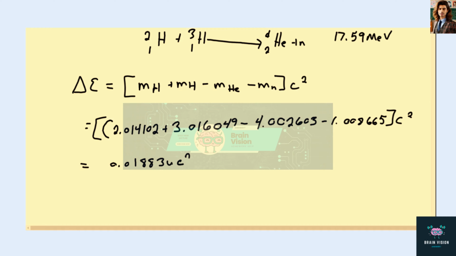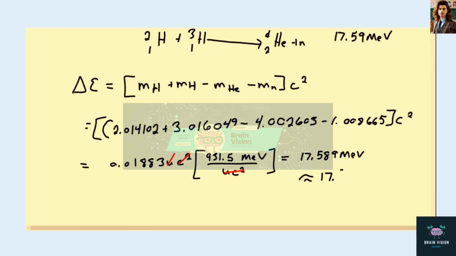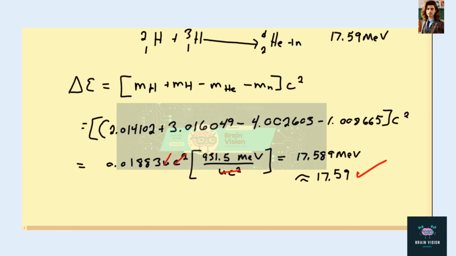This equals 0.01883 u C squared times, because we need MeV, 931.5 MeV per u C squared. And we know this crosses out, and that's going to equal 17.589 MeV, or if we round it up, 17.59. So that means we proved it.